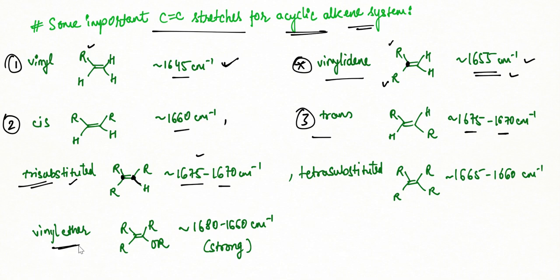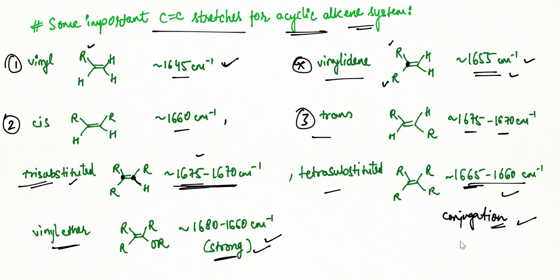For vinyl ether, if we are checking, then we get the value to be around 1680 to 1660 centimeter inverse, and it is a strong peak. And for the tetra-substituted we are having this value, 1665 to 1660 centimeter inverse. And guys, the value will decrease if we are having some conjugation. If we are having conjugation, then the value is going to decrease, otherwise it is going to be greater than tri-substituted, and with conjugation it decreases.